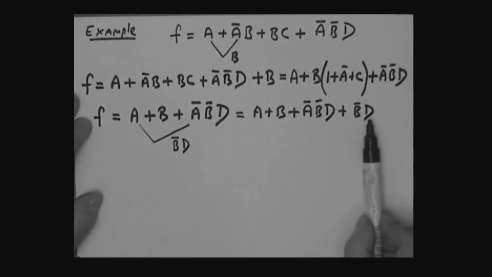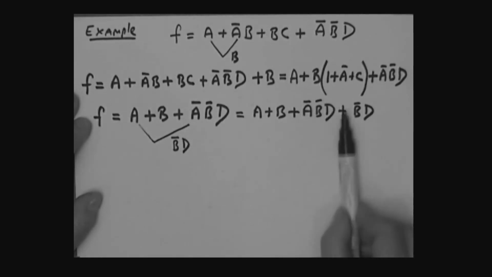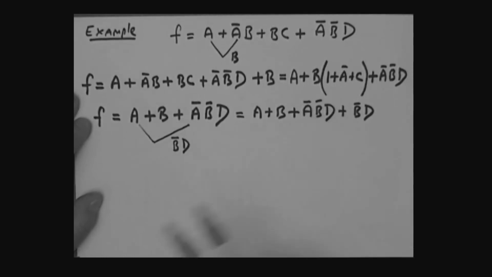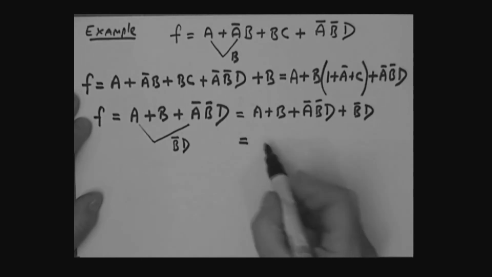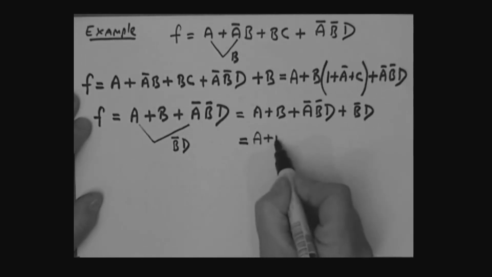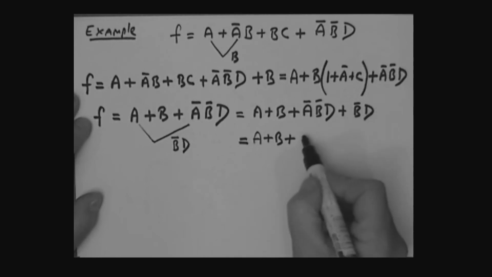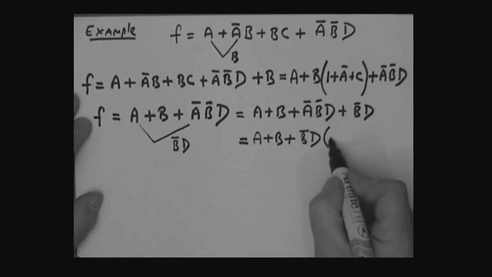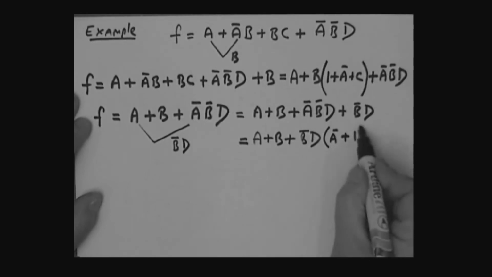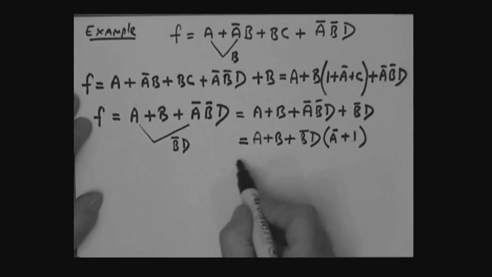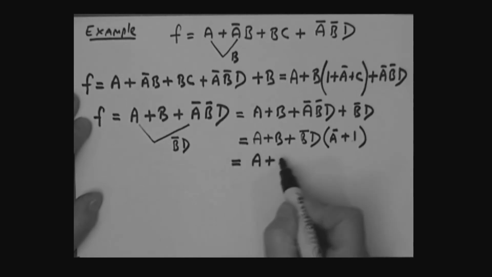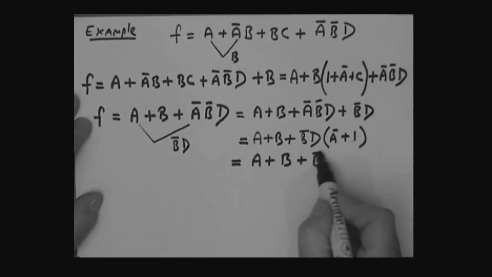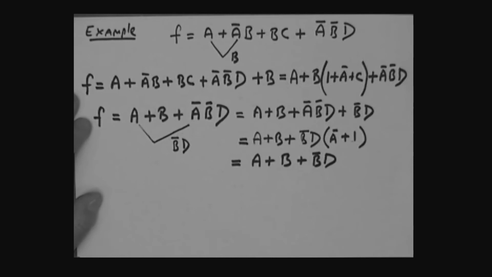Well, look at this. B bar D is also contained in this product term here. So really this product term is going to absorb this product term. And so I can take that a little bit further and say it's A or B or B bar D into the A bar or 1. 1 or anything is 1. And so this simply comes out to be A or B or B bar D. That's what that comes out to be.